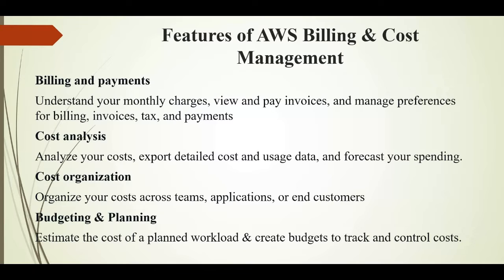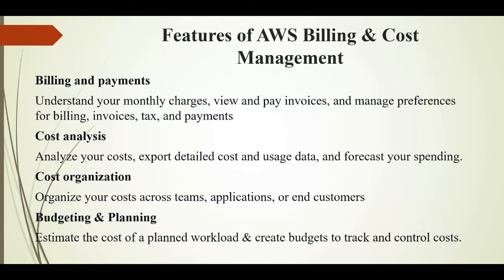The next is cost organization. Organize your cost across teams, applications, and end customers. You can see cost categories and cost allocation tags also. In this you can map the cost to teams, applications, or environments, and then view cost along these dimensions. And also you can split charge rules to allocate the shared cost. The next is cost allocation tags. Use resource tags to organize and then view cost by cost allocation tags in cost explorer and data exports.